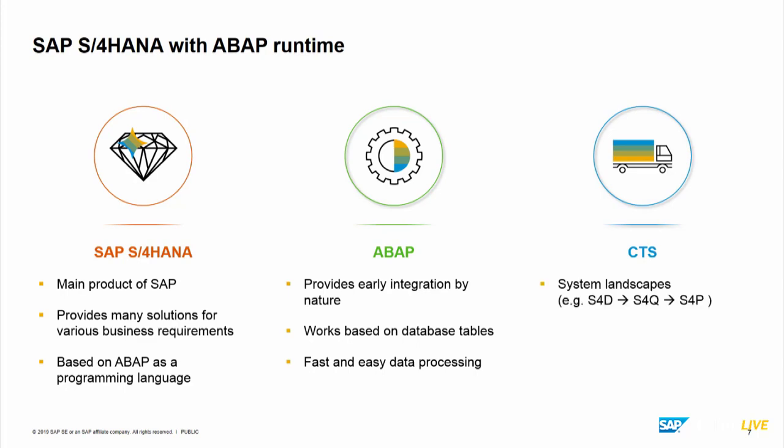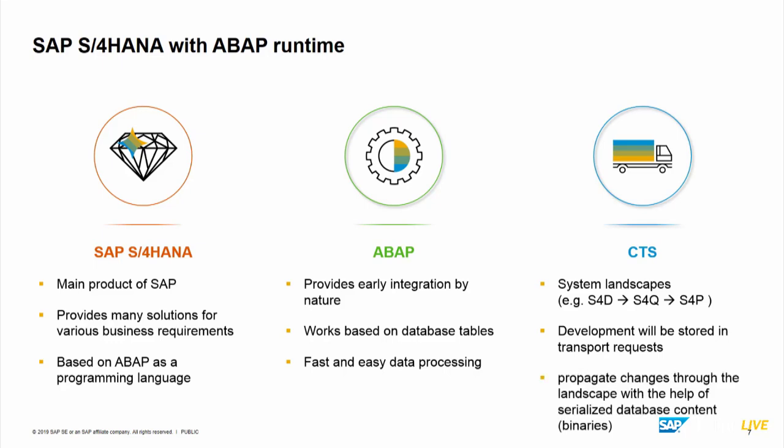A typical system landscape is a development system, S4D, a quality system, S4Q, and a productive system, S4P. Today, development will store changes in transport requests, and these transport requests are propagated through the landscape, from development to Q to the productive system. This is as it is today.